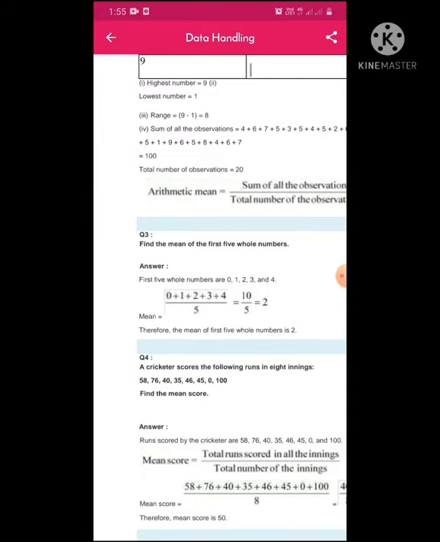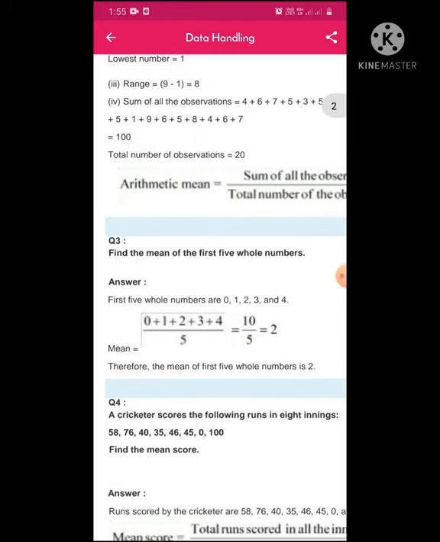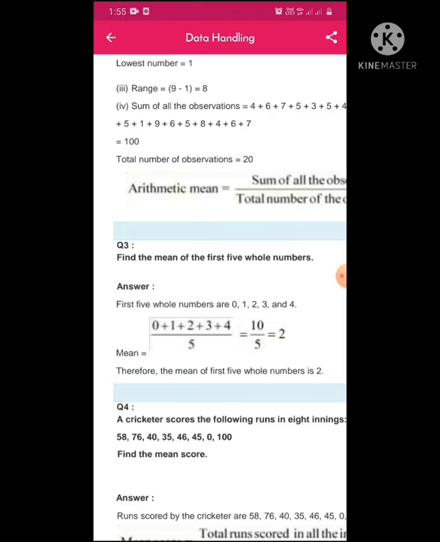Did you get how to do this? It is very easy. We have already done this in the previous class in data handling. Now see the third question. Find the mean of the first 5 whole numbers. It means we have to find the mean of the first 5 whole numbers.